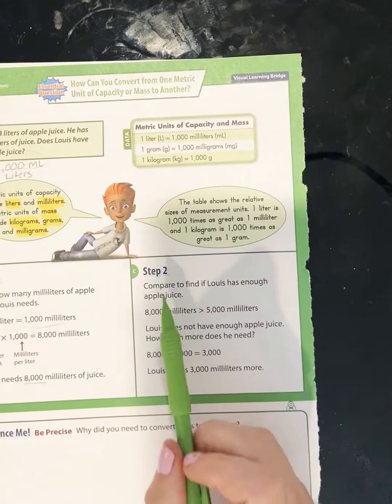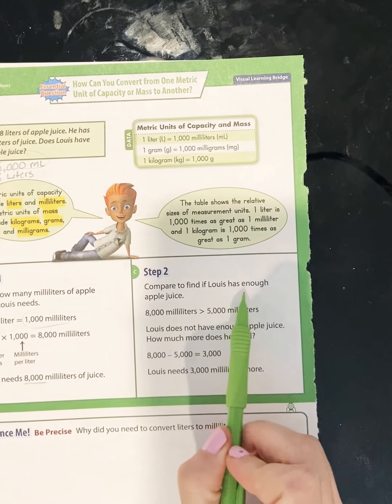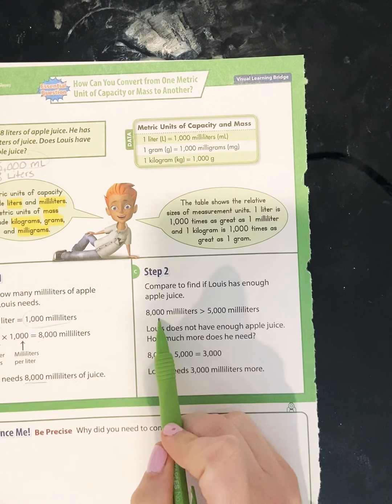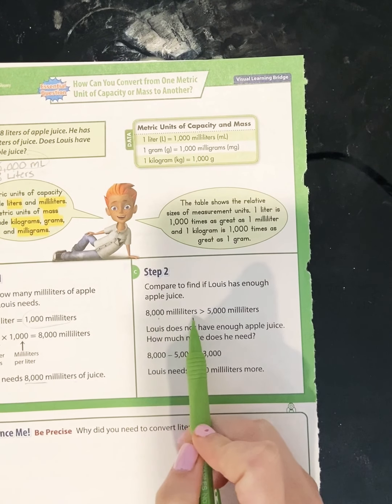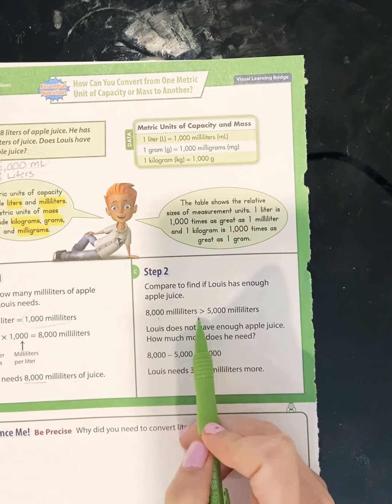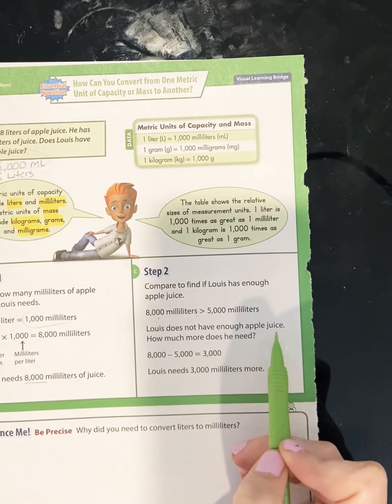So let's compare in step 2. Compare to find out if Lewis has enough apple juice. Well, he needs 8,000 milliliters of juice, and he has 5,000 milliliters of juice. So this is more. Lewis does not have enough apple juice.